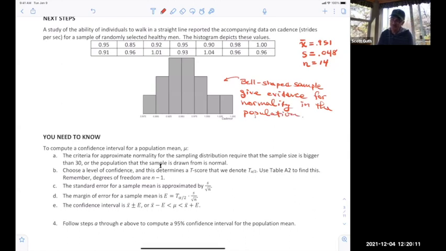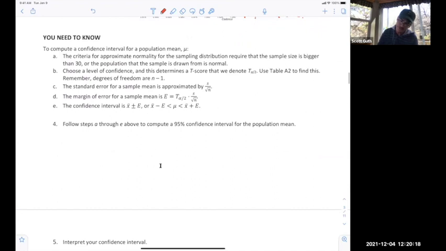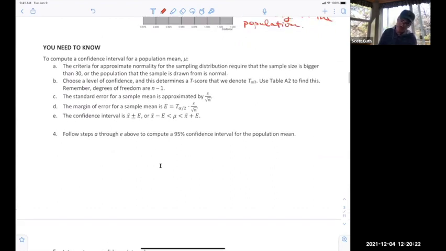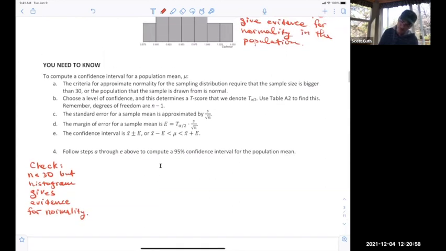Okay, so I think we just go ahead and go through the steps that are outlined here. So criteria for approximate normality first. So we'll do check that n is less than 30, but the histogram gives evidence for normality. Okay, so that's our first bit. Then the level of confidence, and then the t alpha over 2. So we'll go that route next.